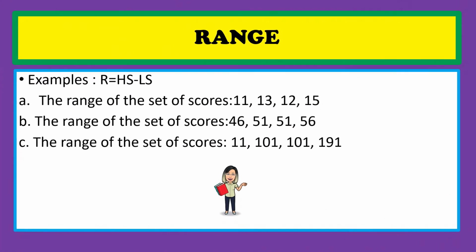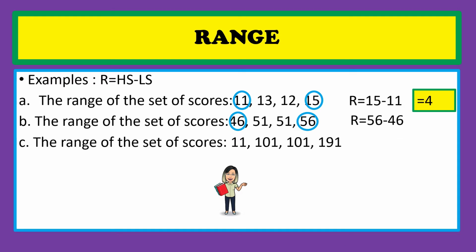We need to find the range. The range equals the highest score minus the lowest score. The highest score is 15. The lowest score is 11. 15 minus 11 equals 4. The highest score is 56. The lowest score is 46. The range equals 56 minus 46, and the result is 10.